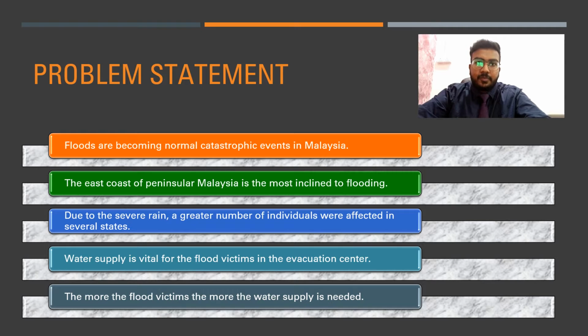A flood evacuation center was constructed to offer flood victims a temporary secured place. Water supply is vital for the flood victims in the evacuation center. Insufficient water supply can lead to many problems. The more the flood victims, the more the water supply is needed.